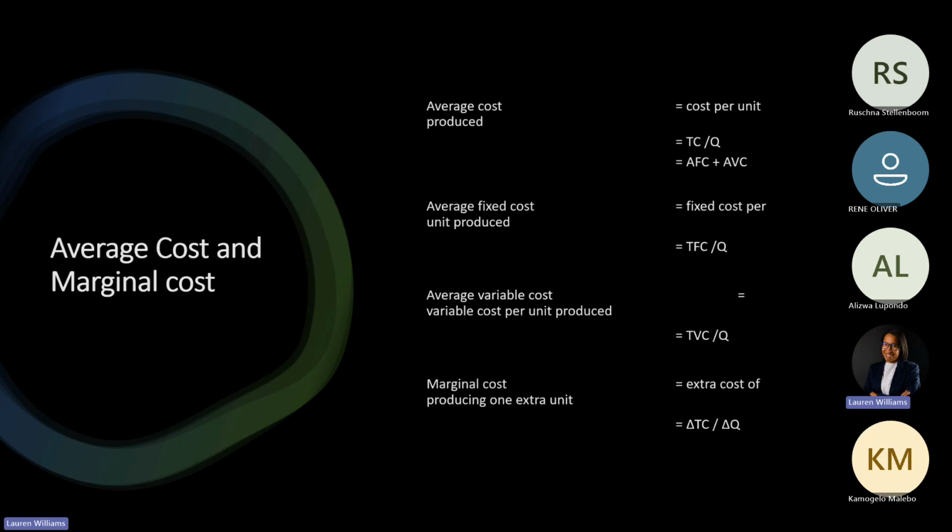Okay. Then the marginal cost is literally the cost of producing one extra unit of the product, which then becomes the change in your total cost divided by the change in your quantity, remembering that the change in your quantity will always be 1.